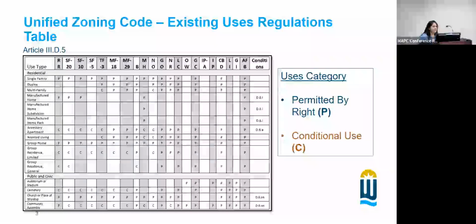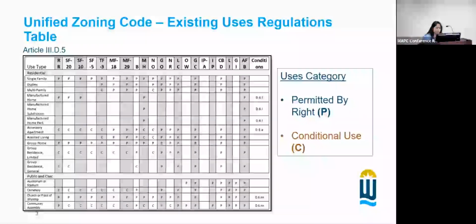The uses table in the existing Unified Zoning Code provides a quick and easy reference to find out if any defined use is permitted by right or is a conditional use in each zoning district. Here is a snapshot of the existing uses regulation table, and you are provided with a full version of the existing uses regulation table in the staff report. The uses are noted with a P for permitted by right use and C for conditional use, with the list of uses on the left and the zoning districts on the top. There are only two categories of uses in this existing table: permitted by right, denoted by a P, and conditional use, denoted by C.